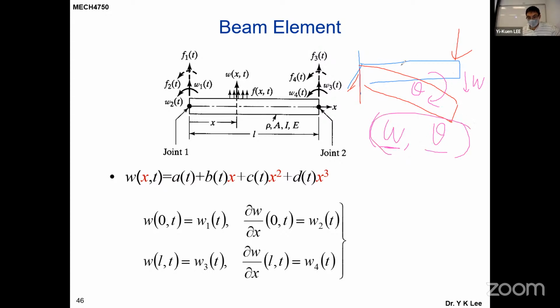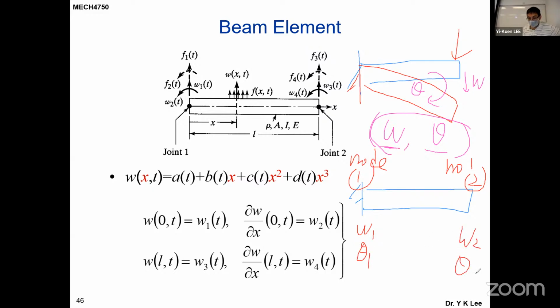Because of this, if we talk about finite element, then we try to describe, for each element, two nodes, node 1 and node 2. So here I have W1, so this is node 1, theta 1. This is W2 and theta 2.